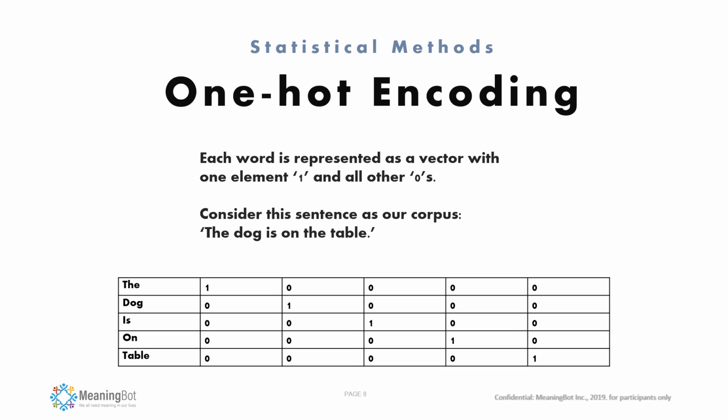So consider the sentence, the dog is on the table. The table here shows the one-hot encoded vector. Each row in the table represents the vector for one word. In this case, since we have 5 unique words, the length of each vector is 5. And as we can clearly see, each word is uniquely represented and has no ordinal information embedded in it. This approach faces two limitations.